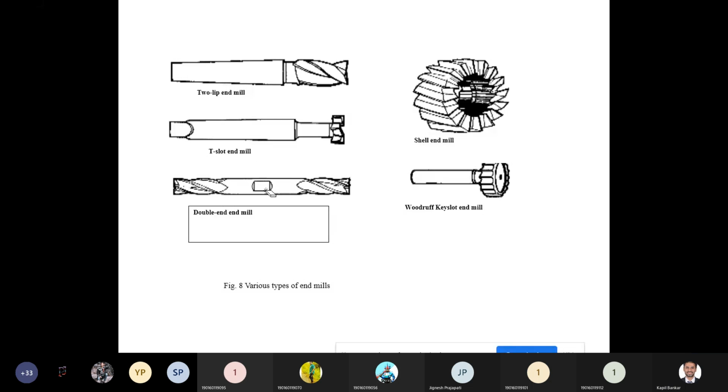This is called a double end mill. It means that on both ends of this cutter there are cutting teeth or cutting points. That's why it is known as a double end mill. This is called a shell end mill, and this again is called a Woodruff key slot end mill. This is the T slot end mill, and this is the Woodruff key slot end mill. So these are the various types of end mill.